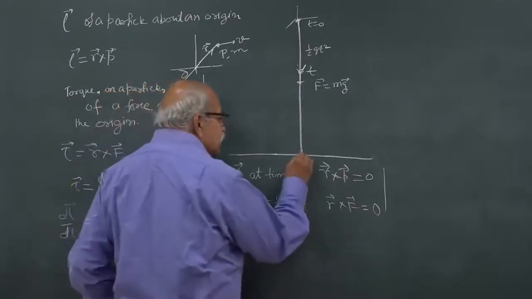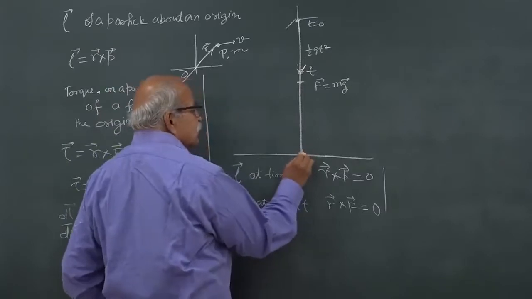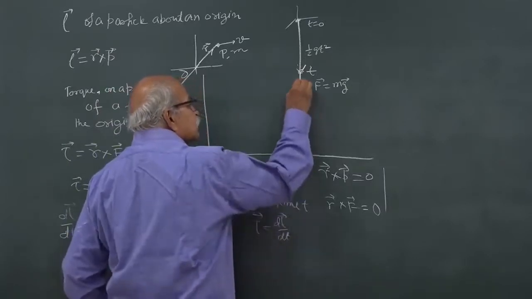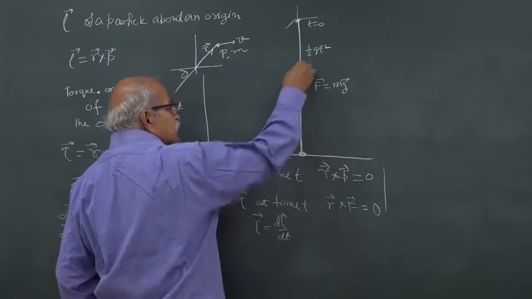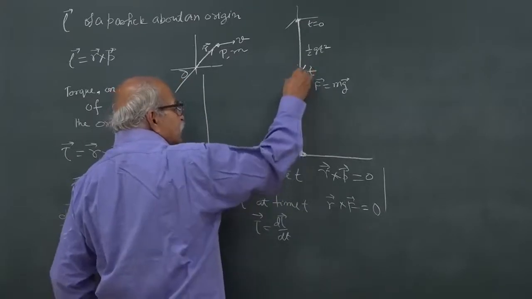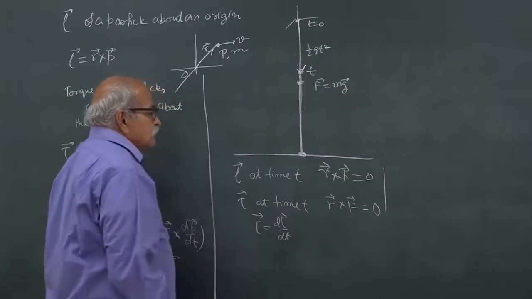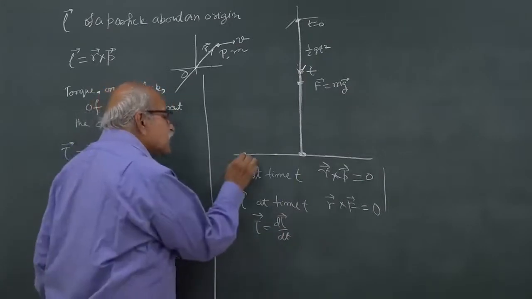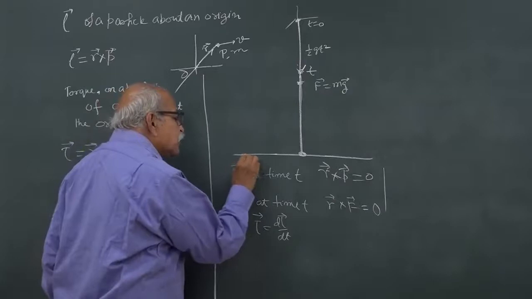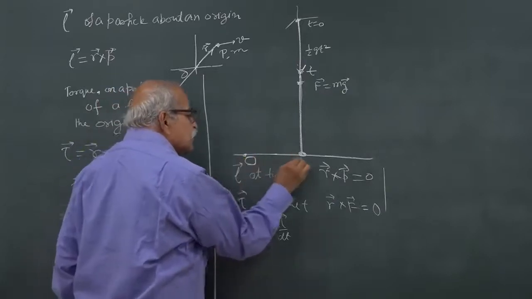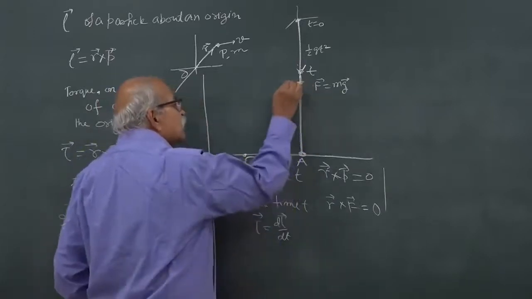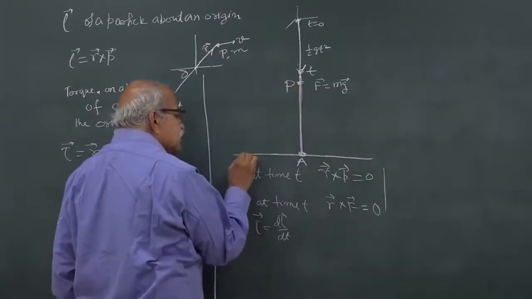If you take your origin here, same story, same story. This is the r vector then, and this is the F vector, and this is the p vector. So, same story. What if I take the origin somewhere here? Let us say this is a point O, and this is point A, and this is point P, and my origin is here.